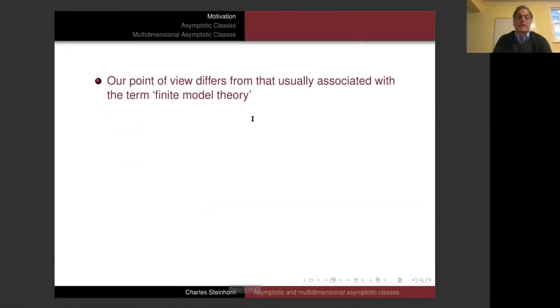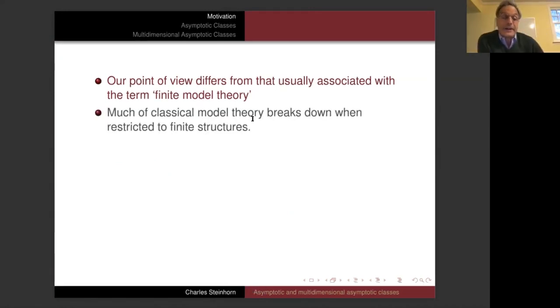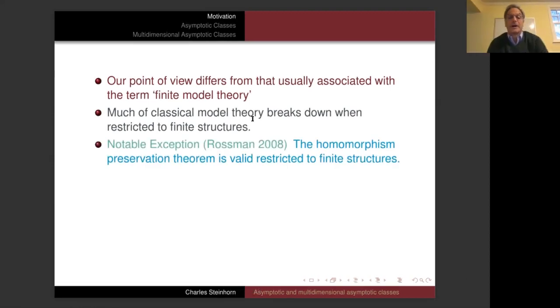So starting with the motivation, the point of view that we have for this project differs from that which is usually associated with the term finite model theory, which lives at the intersection of theoretical computer science primarily and logic, and which has a long history with a lot of impressive work. Ours is just a different viewpoint from that. One aspect of this work has been looking at classical model theory in the finite context, but much of that really just breaks down when you restrict to classes of finite structures. I feel, though, that I should mention a beautiful exception to this, by Ben Rossman in 2008, which is that the homomorphism preservation theorem is valid when restricted to finite structures, saying that the formulas that are preserved are the existential positive ones. But this is just to note that something does happen there, but still very different from what we're going to be doing.